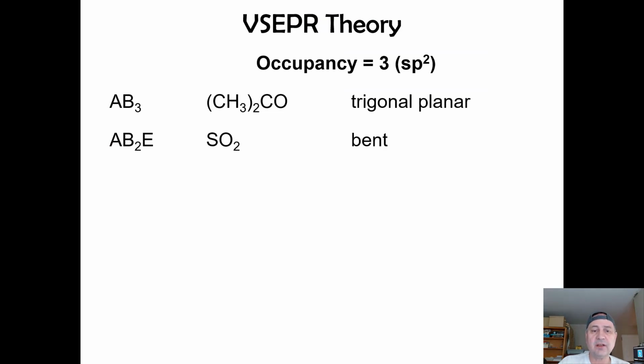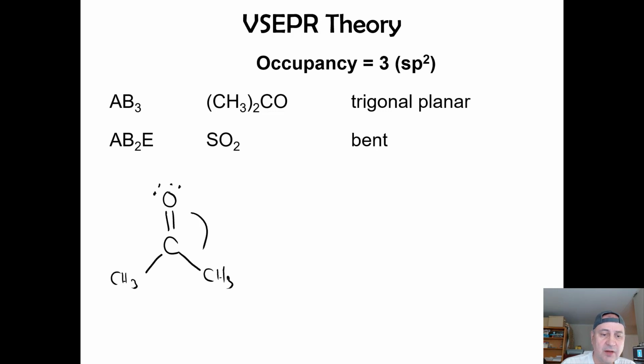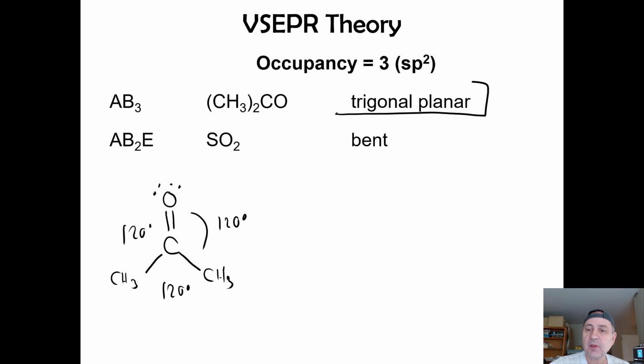So the example here is, of course, a carbon with 2 methyl groups. So this is a ketone, right? This would be the proper structure. The bond angles here are 120 degrees. Every region, all 3 regions are occupied by an atom, so the molecular shape would be trigonal planar, which in this case is equal to the electronic shape.